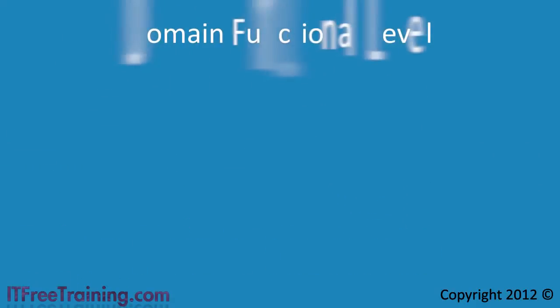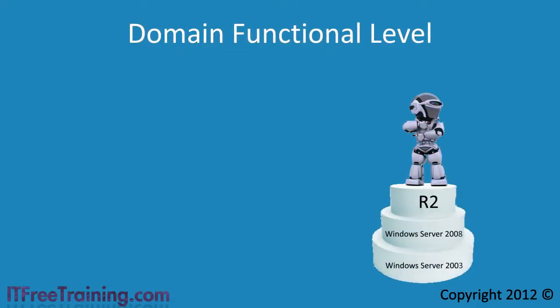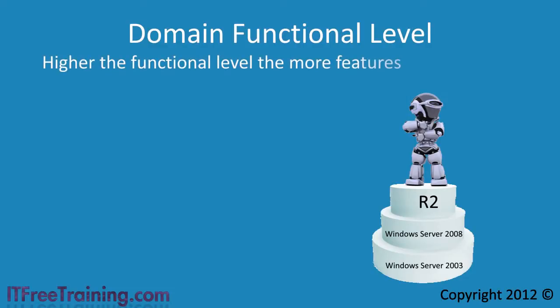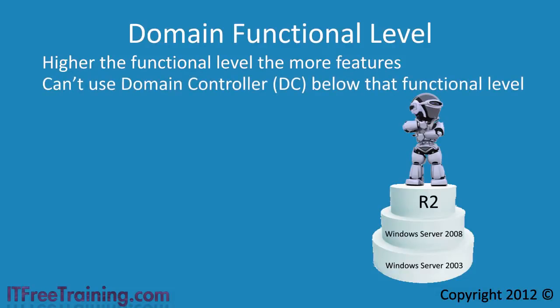The domain functional level determines which features you can use in your domains. The higher the domain functional level, the more Active Directory features there are. However, there is a catch. In order to go to a higher functional level, you must have only domain controllers of that functional level or higher in your domain. For example, if your domain functional level is Windows Server 2003, you will not be able to use any domain controllers of Windows Server 2000.